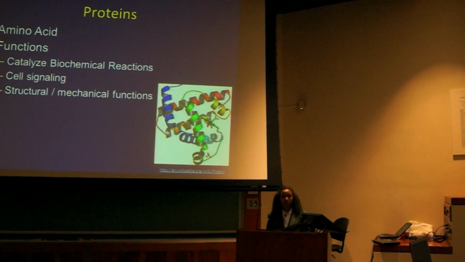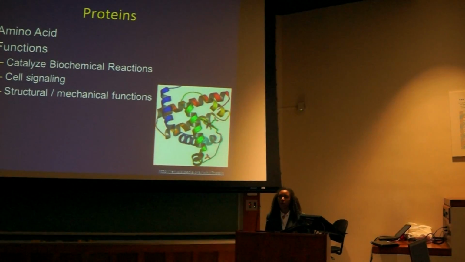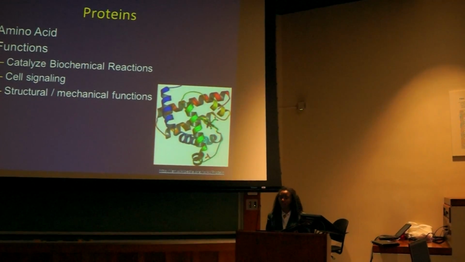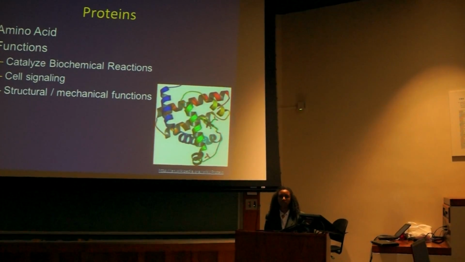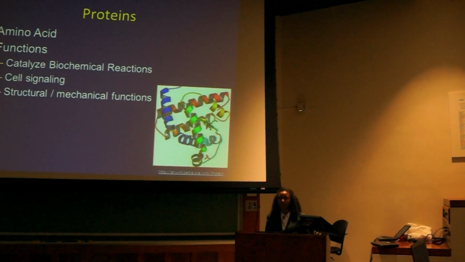Proteins are made up of 20 amino acids, and they are found in all of our cells. They catalyze biochemical reactions, they control cell signaling, as well as structural and mechanical functioning, as well as many other things.